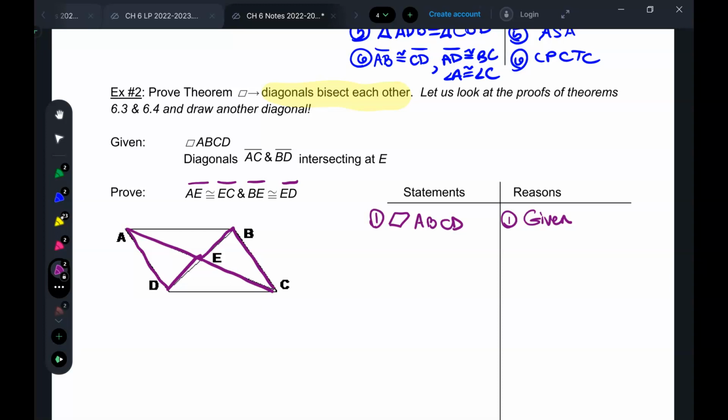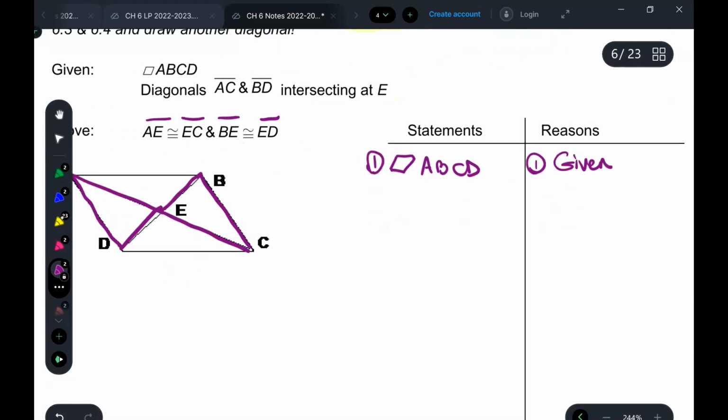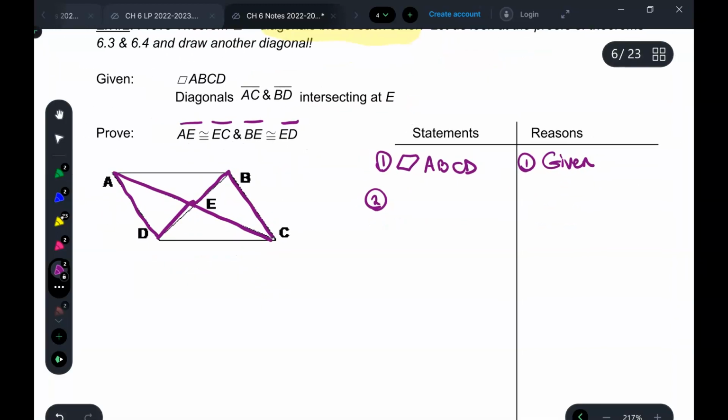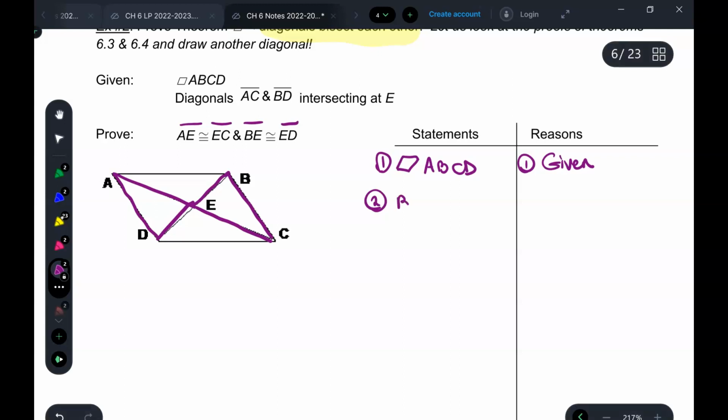Well, they're parallel. We can use the vertical angles theorem, and the alternate interior angles theorem, and what was the one that we just proved? Opposite sides are congruent. So what should we go with next? It doesn't matter, there's no wrong. BC is congruent to AD. The reason is parallelogram implies opposite sides congruent.